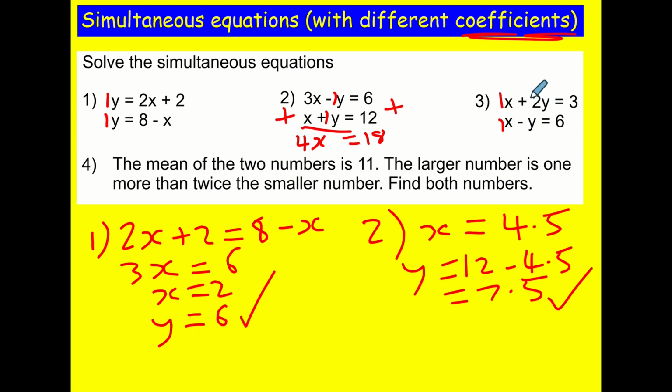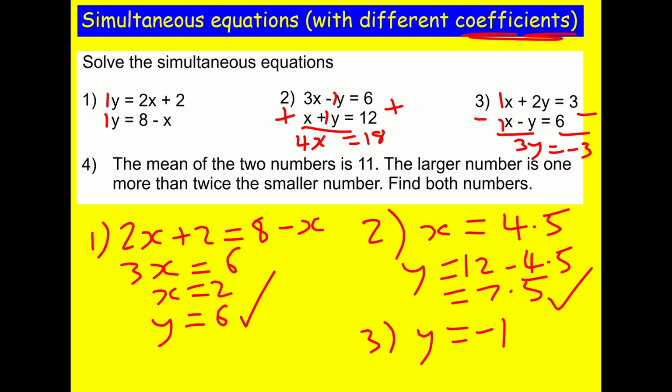Number 3, okay, which of the numbers are the same? Well, no, I can't just always go with the middle numbers. Here the x's have the same coefficient and they're both positive. We said that if they're opposite signs, we can add them. If they're the same sign, either both pluses or both minuses, then we can minus them. So what I can do is I can do 1x minus x, which disappears. 2y minus y gives me 3y. You need to be careful with that. And then 3 minus 6 gives me minus 3. So then I'm going to get that y is minus 1.